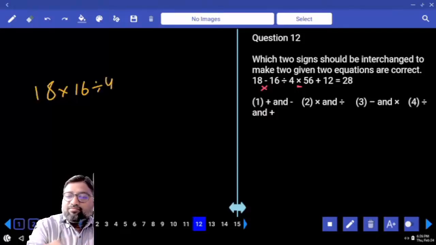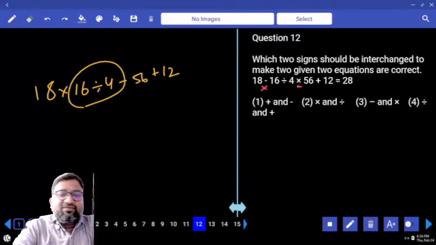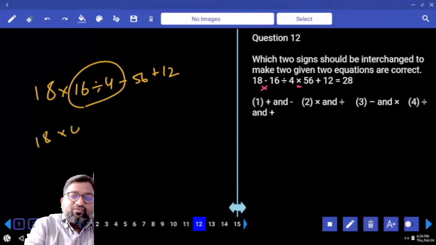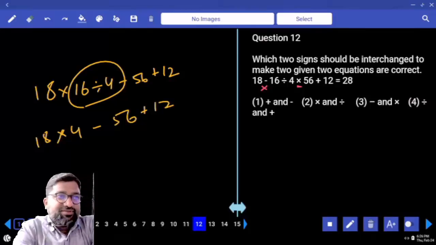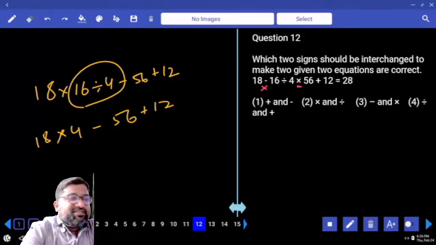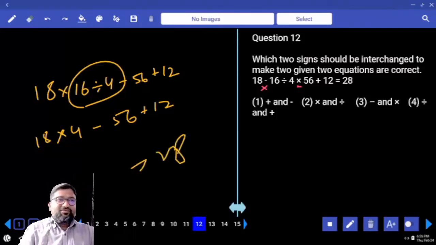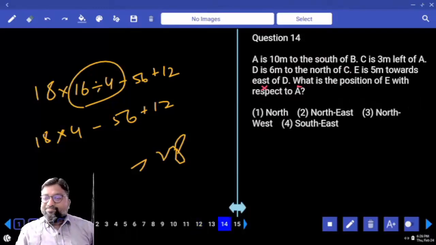Divided by 4 minus 56 plus 12. First you need to go for division. What's the answer? 18 into 4 minus 56 plus 12. What is 18 fours? 72 minus 56. 72 minus 56 is 16. 16 plus 12 is what? 28. Did I get the answer? Yes. Done. Which option is my answer? Third option. Let's go for the 14th question.